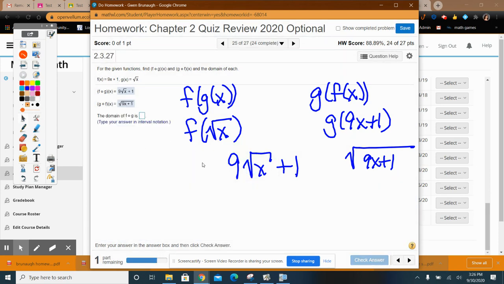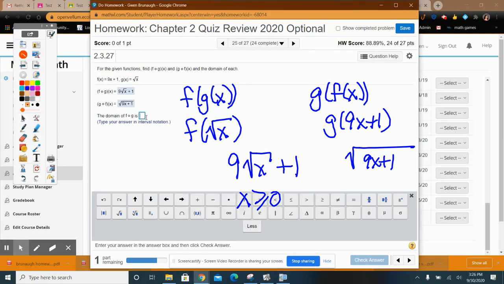Well, look at this first guy. What is the domain? Well, the rule is x has to be greater than or equal to 0, and that's the only risk that you have there. So they want it as interval notation, so it can be 0. So you're going to do a square bracket, 0 to infinity.